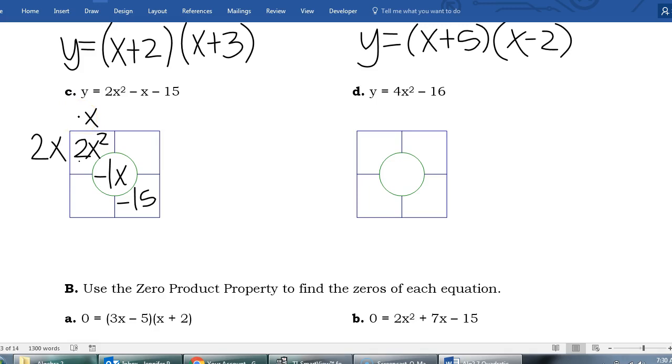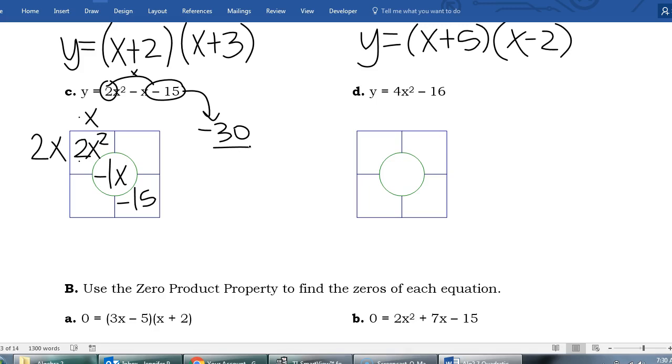Now, I'm not going to do this either. I'm not going to say what is negative 15's factors. I'm actually going to do 2 times 15, what are negative 30's factors. And we technically did that every time, but when the leading coefficient was 1, 1 times 6 was still 6. 1 times negative 10 was still negative 10. So now 2 times negative 15 gives me negative 30, and I'm going to list my factors of 30.